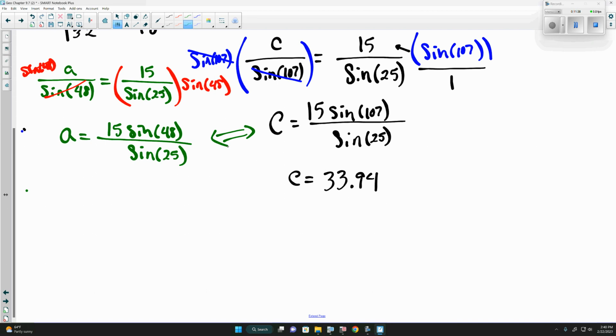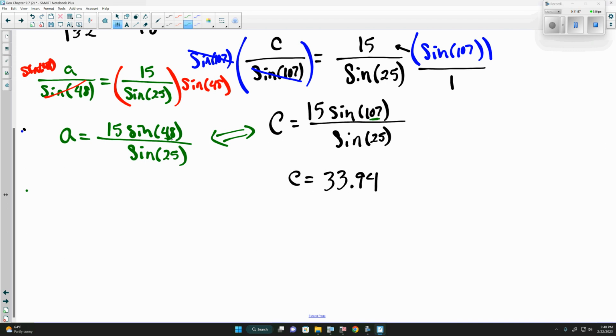What is the only thing different between these two here? Because when we solve for C, what is the angle? That's the only thing different between the two, right?